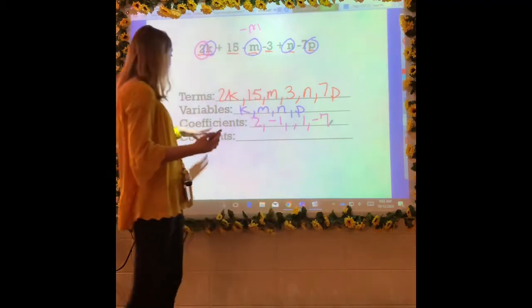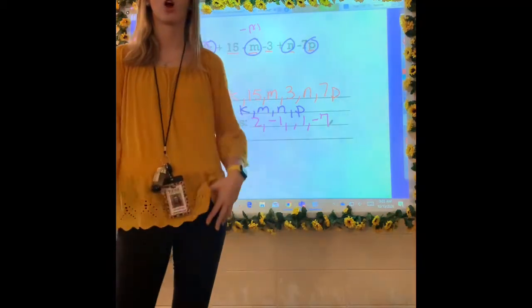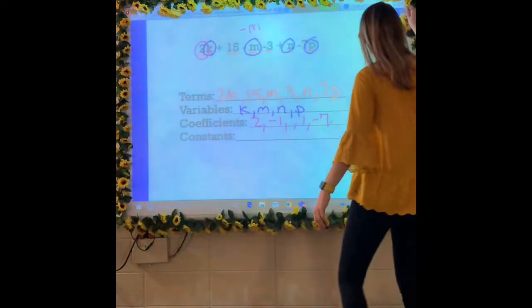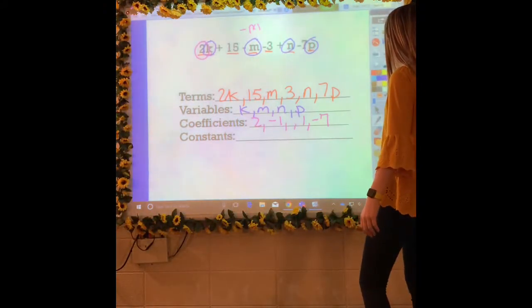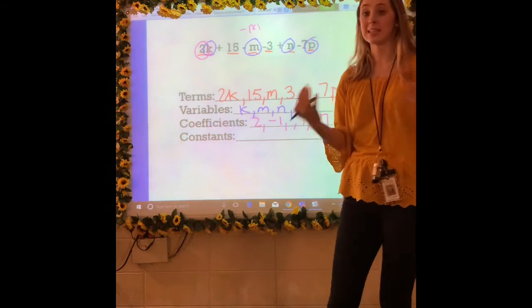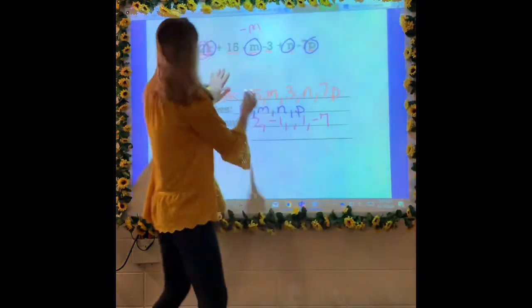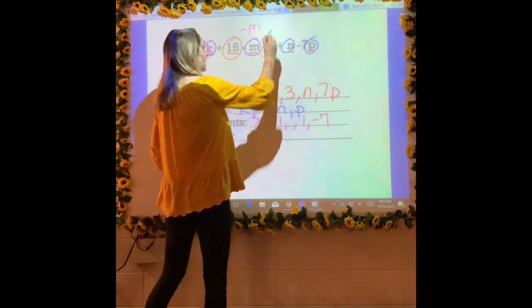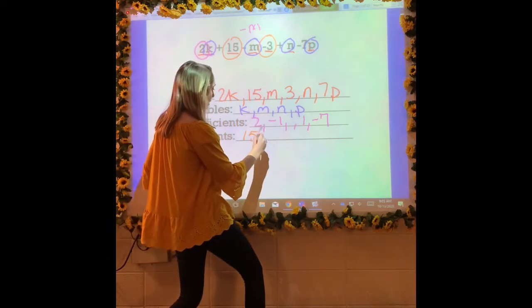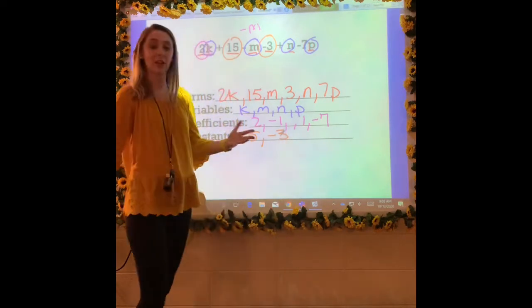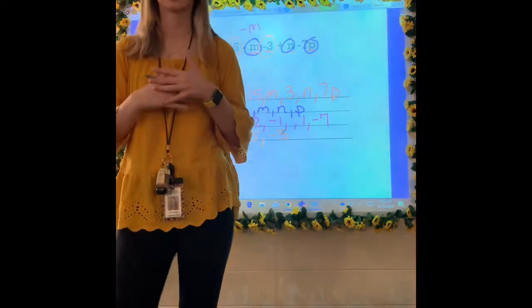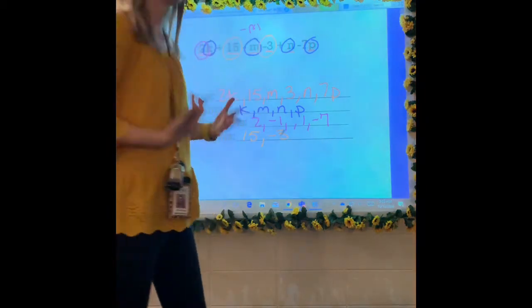Those are our coefficients, and now it wants us to label our constants. Remember, our constants are single numbers that are just there, not attached to anything. So a single number would be 15 and a single number would be -3. Like I said, you're just labeling, using those vocabulary terms to get that process going.